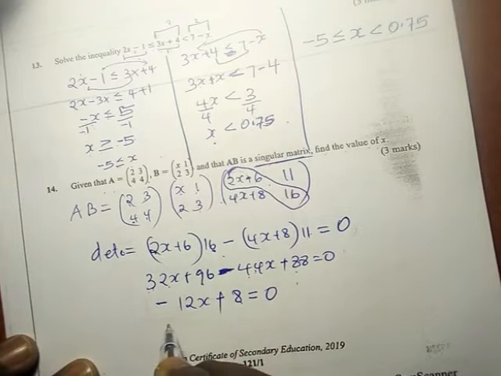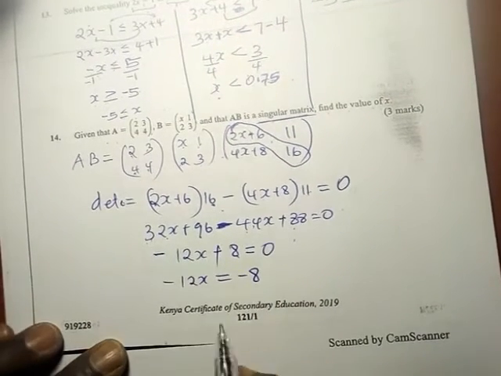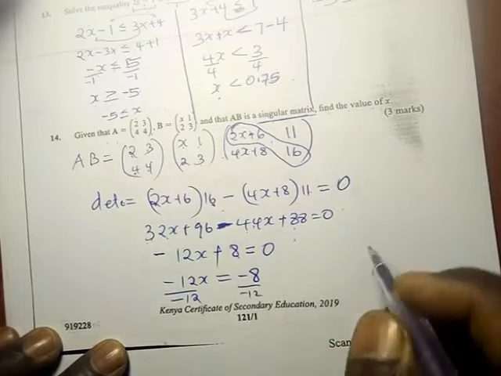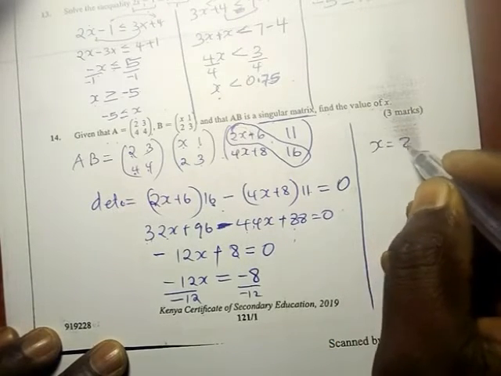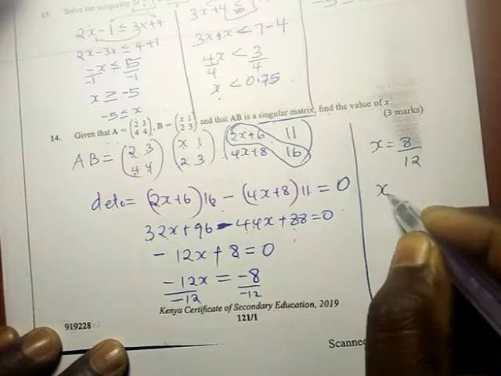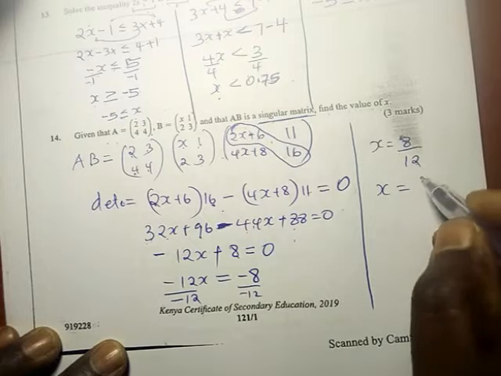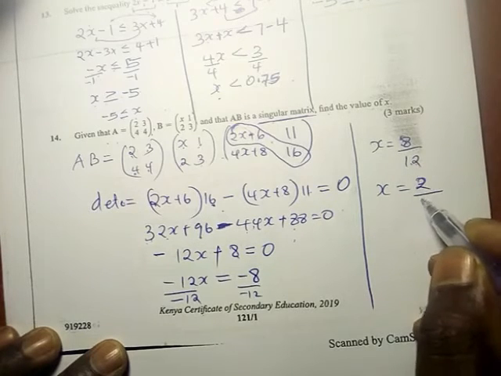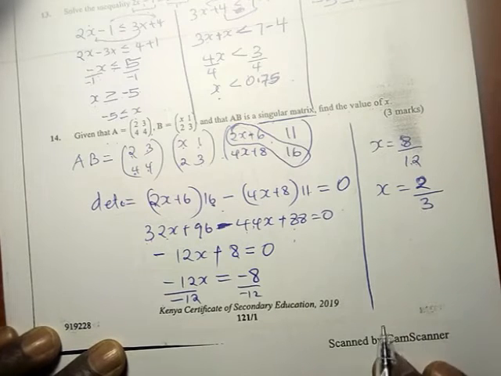So here we will have negative 12x is equal to negative 8. We divide both sides by negative 12, negative 12. So we have x is equal to 8 over 12. x is equal to, let us simplify. 4 there 3, 4 here 2, 4 here 3. So the value of x is 2 over 3.